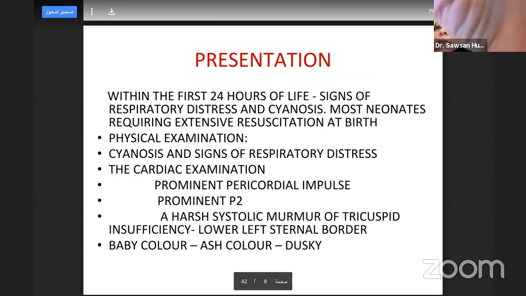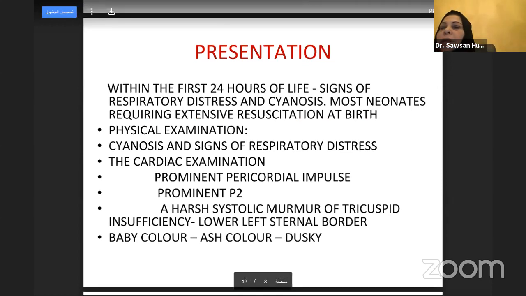So how do these cases usually present? They present usually within the first 24 hours of life with signs of respiratory distress and cyanosis. And most neonates will require extensive resuscitation at birth. On cardiac examination, you will have a prominent precordial impulse with a prominent second heart sound. Also, you will find a harsh systolic murmur of tricuspid insufficiency at the lower sternal border, and the baby's color is what we call ashen or dusky.